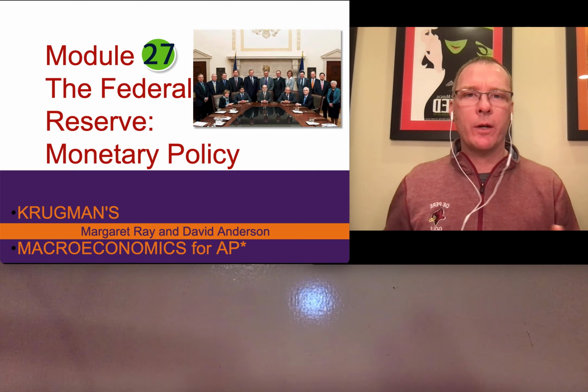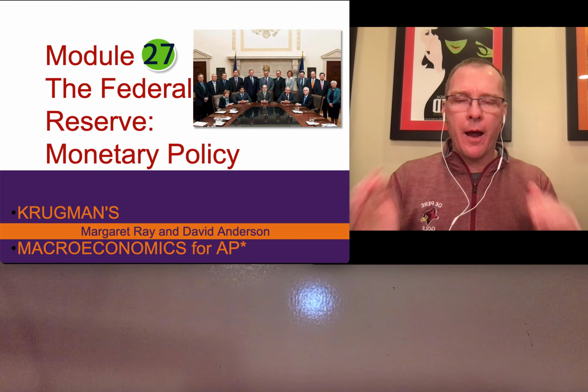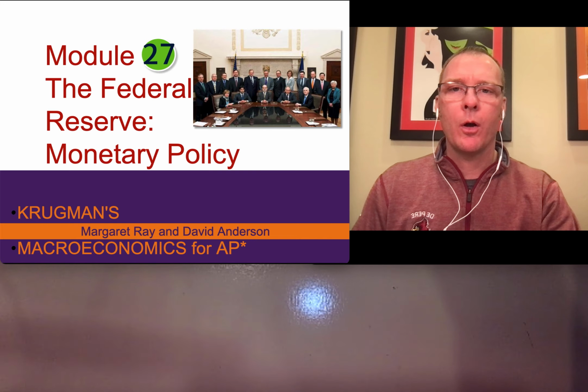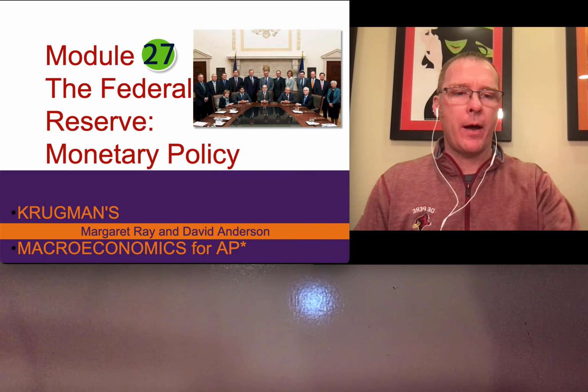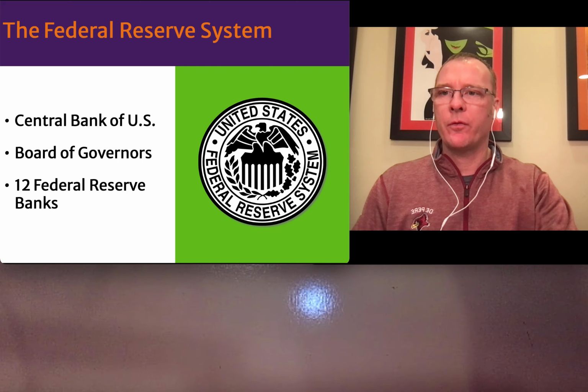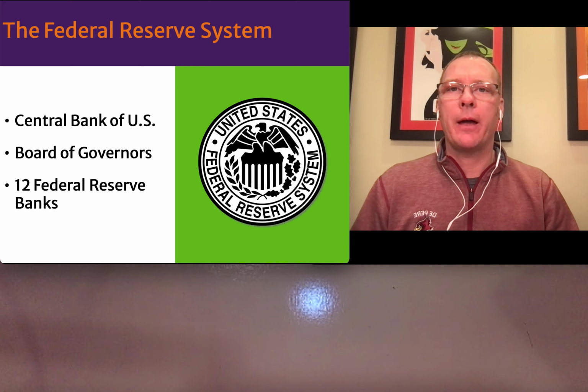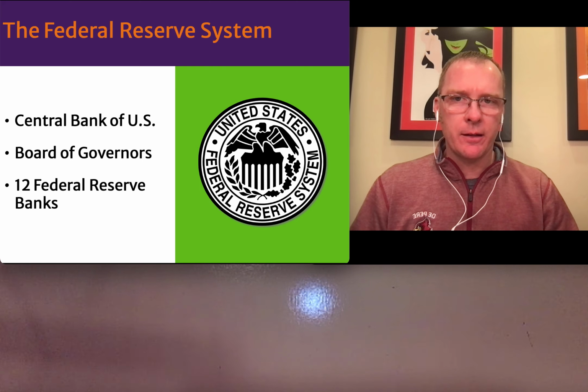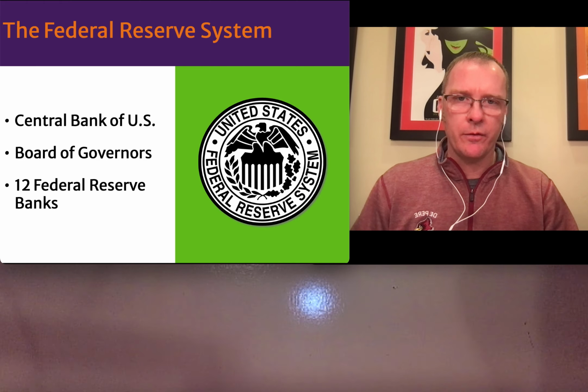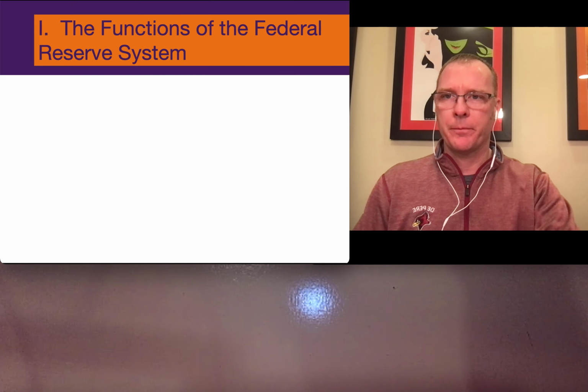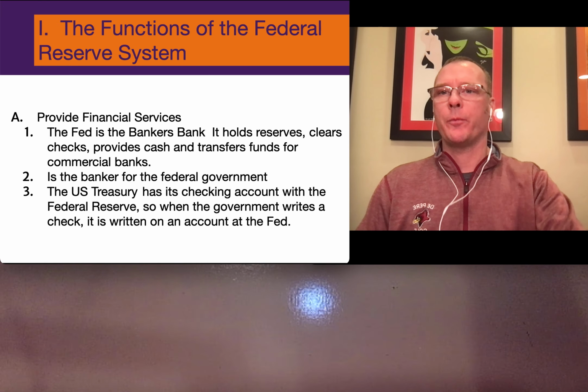So we addressed fiscal policy before, now we've got monetary policy coming at you. What exactly is this monetary policy? First of all, we learned last time that the Federal Reserve System is the central bank of the US. There's a Board of Governors, and there are 12 Federal Reserve banks. Awesome. Now, what do they actually do?